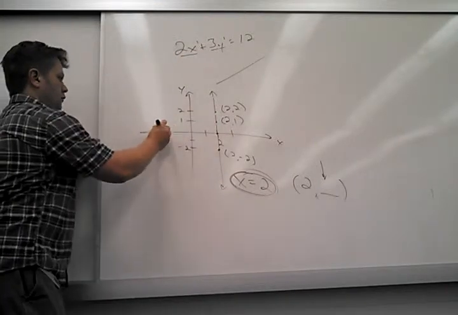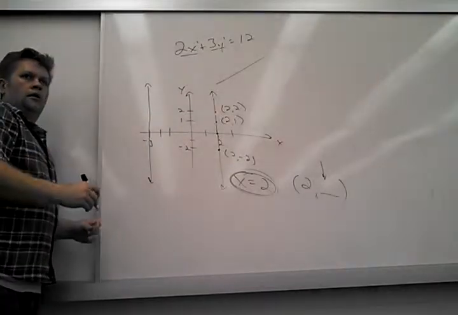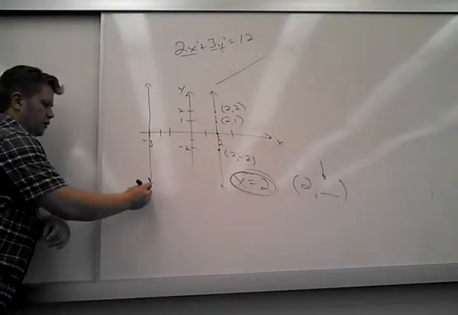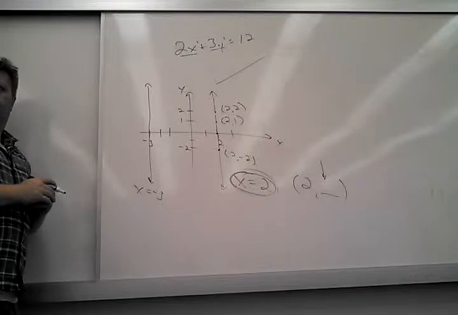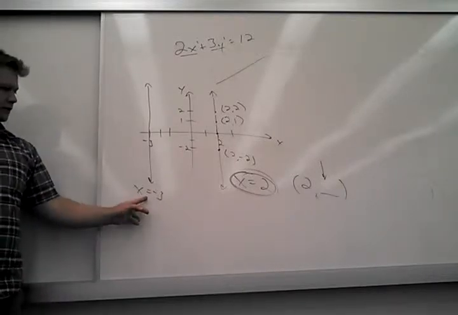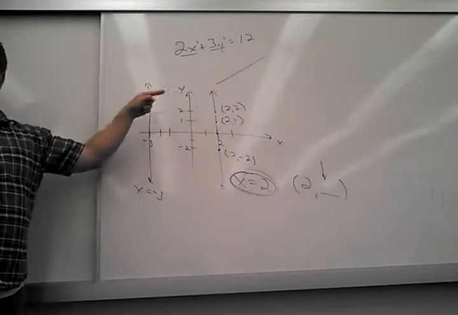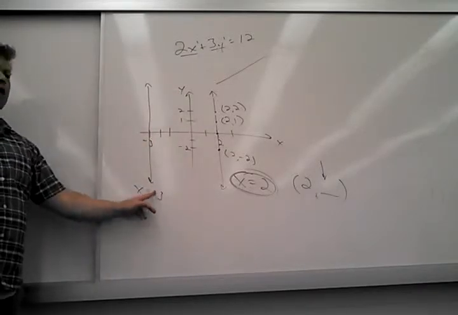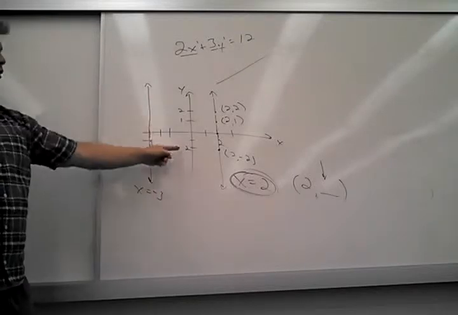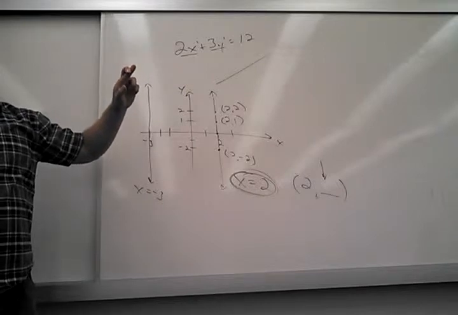So what would the equation for this be? X is negative 3. Because again, that's the defining quality of that line. X is always negative 3. Does it move left or right? No, so x has to be the same. It only moves up and down, which means y can do whatever it wants to. How do you guys feel about that?